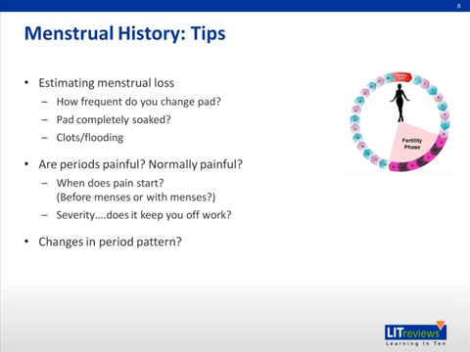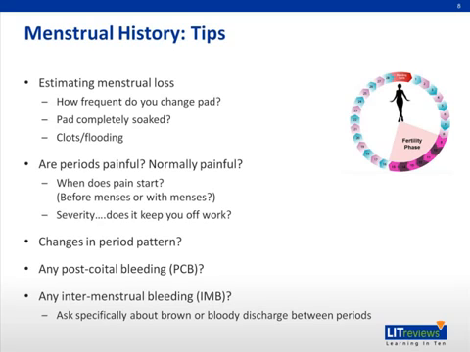Also important to consider any recent change in the period pattern, and any post-coital bleeding, that is bleeding after sex. Post-coital bleeding can be an important sign of cervical cancer, or it can often be related to a benign condition known as cervical ectropion. Intermenstrual bleeding can be a sign of infection, can be hormonal, or can be related to polyps. Hence, it's important to establish whether it's cyclical or non-cyclical.